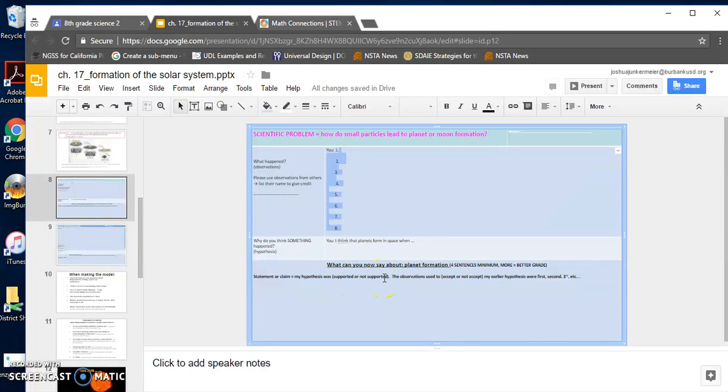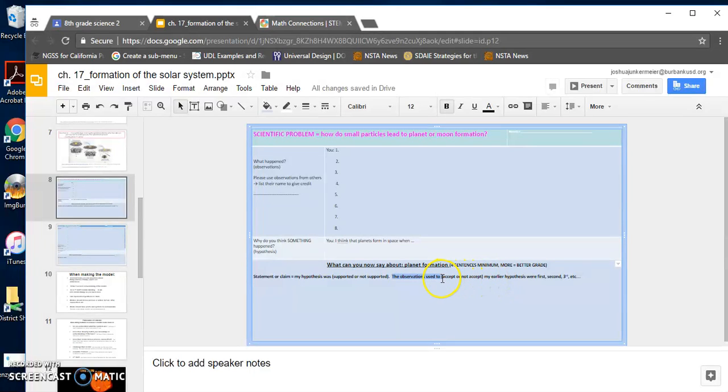All you do after you compare those, and after you decide if your hypothesis was supported or not, is you explain why it was, why it wasn't, and you also provide additional information that you think will better help explain how small planets lead to planet or moon formation. So you can say right here, I helped you a little. I put the observations used to accept or not accept: did your observations help accept the hypothesis, or do your observations lead to you not accepting your earlier hypothesis?